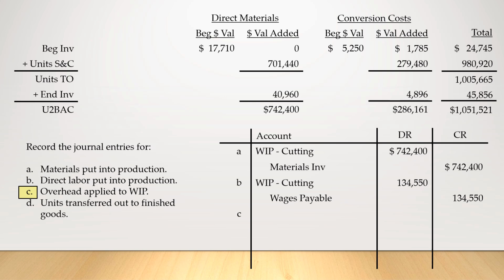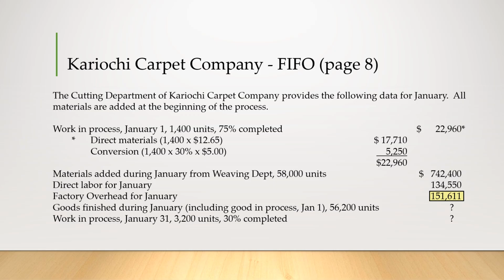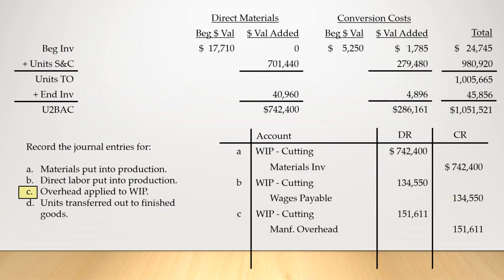Letter C, record overhead applied to work in process. Debit work in process and credit manufacturing overhead. Like in the previous entry, our data gives us the specific amount of overhead incurred for the period. Letter D, record units transferred to finished goods. Debit finished goods and credit work in process. Our amount was calculated in the third row of our table. $1,005,665.